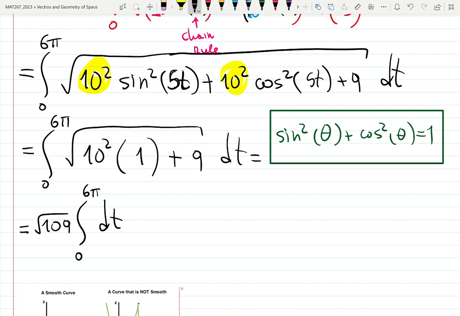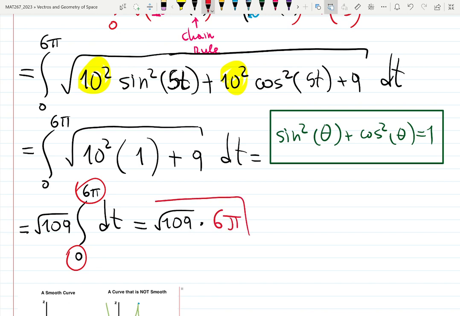But actually, there's a nice understanding that if there's no function inside of the integral, then the answer will be the length between a and b. The length between 6 pi and 0. So it's just 6 pi. So the answer is square root of 109 times 6 pi minus 0, which is 6 pi. That's the answer. This is how long the helix was from 0 to 6 pi.